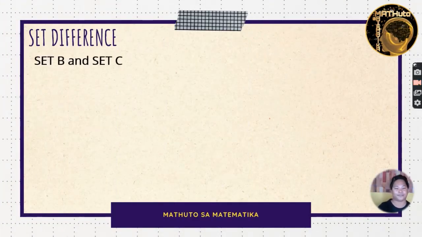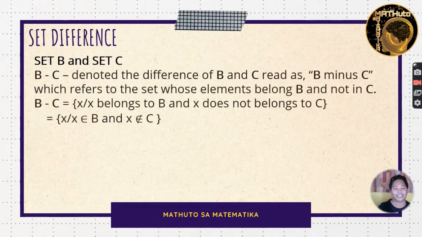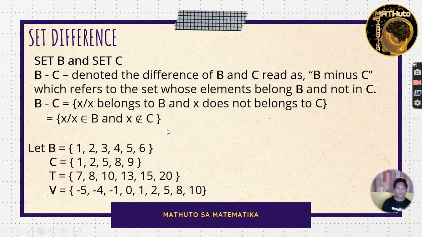Set difference. We have set B and set C. So, B minus C denoted the difference of B and C, read as B minus C, which refers to the set whose elements belong to B and not in C. B minus C is the set that contains X such that X belongs to B and X does not belong to C. So, ito po. Element of B and not an element of C. We have B, C, T, V. So, yan po yung mga elements nila.